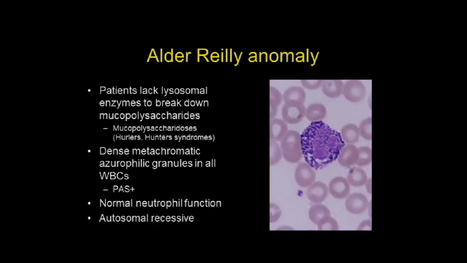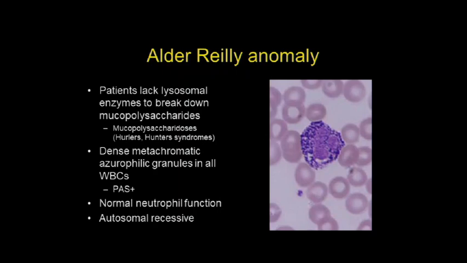The next one is Alder-Reilly anomaly. In this one, if you look at the cell, you see this white cell with these very dense purple granules, so purple that we can't see the nucleus so well. And we know that these patients lack the lysosomal enzymes to break down mucopolysaccharides. If you think about the mucopolysaccharidoses, these are things like Hunter and Hurler syndromes. These can all be related to Alder-Reilly anomaly.